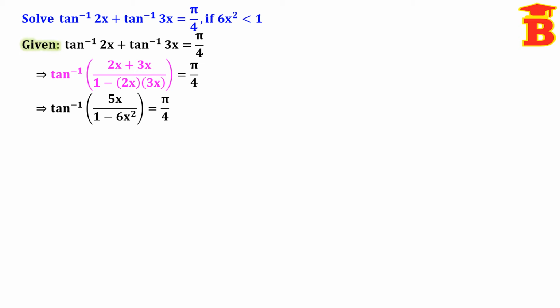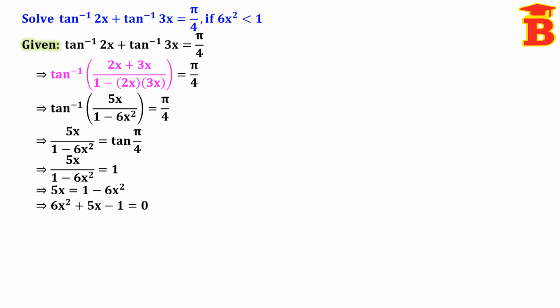Next step, take this tan inverse to the right side, we get tan pi by 4. And we know that tan pi by 4 is 1. Next step, cross multiply this. So this is 5x equal to 1 minus 6x square. Now arrange everything on the left side. We get 6x square plus 5x minus 1 equal to 0.